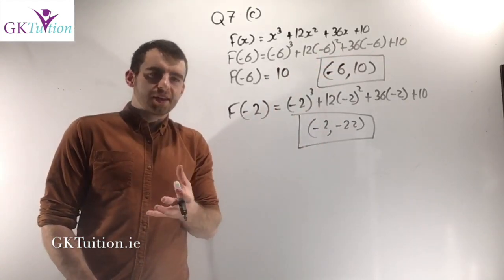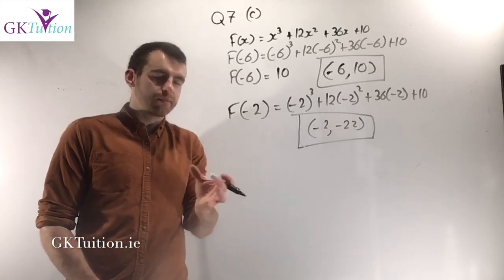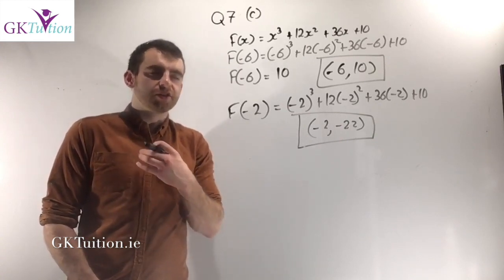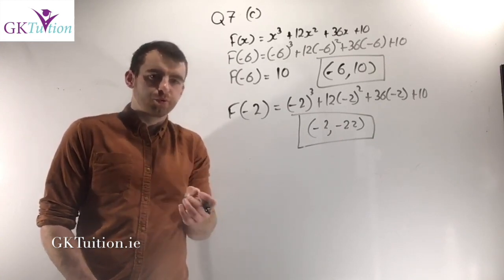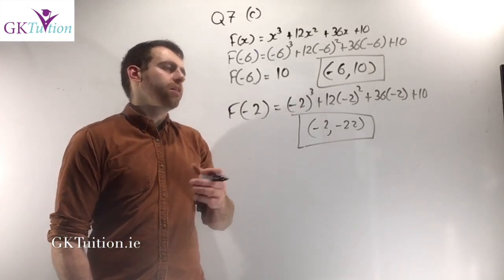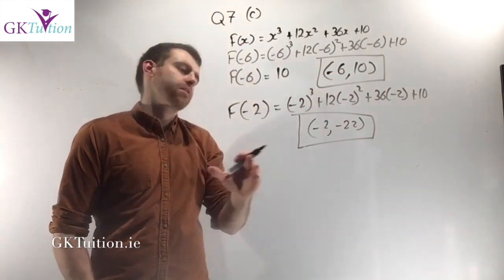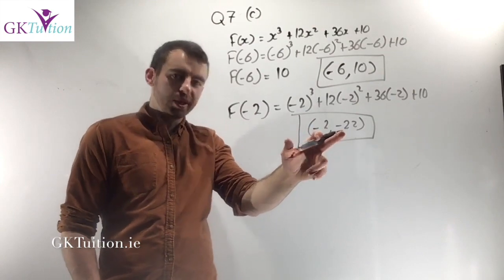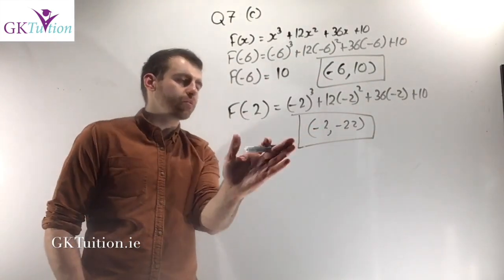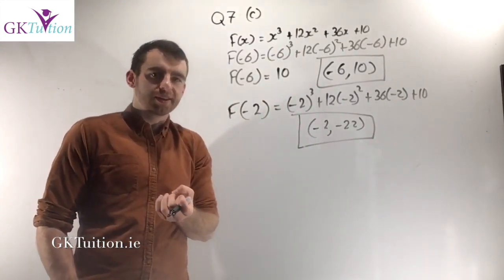In a lot of cases in the Leaving Cert, if you're asked to find the maximum and minimum point, you'll get the marks for just that. However, there have been a number of questions where they expect students to prove which one is the maximum and which one is the minimum. I want you to realise that this one has a y coordinate of 10, which means that it's 10 units above the x-axis. This one has a y coordinate of minus 22, so it's 22 units below the x-axis. Clearly this one is the minimum and this one is the maximum. I can tell by just looking at the y coordinates.